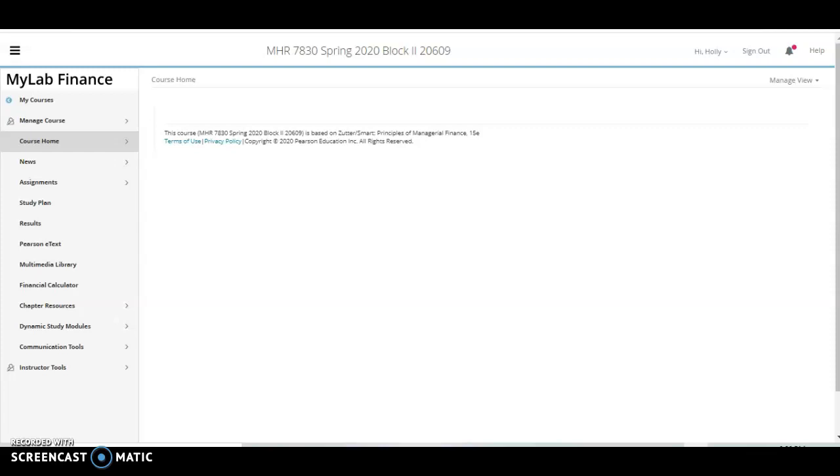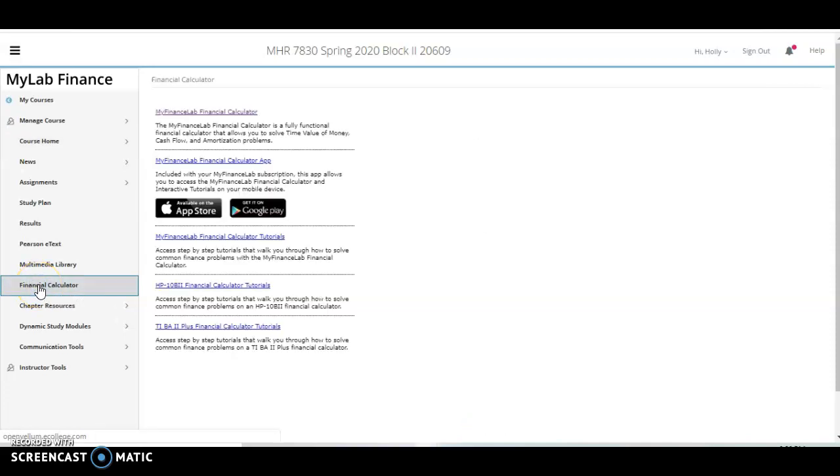So the first thing I need you to do is to log into My Finance Lab. When you get to your home screen, you're going to go down to where it says Financial Calculator on the left. You're going to click Financial Calculator. And then you're going to go to the My Finance Financial Calculator. You're going to open it up. And then we're going to walk through how to do some of those practice problems.